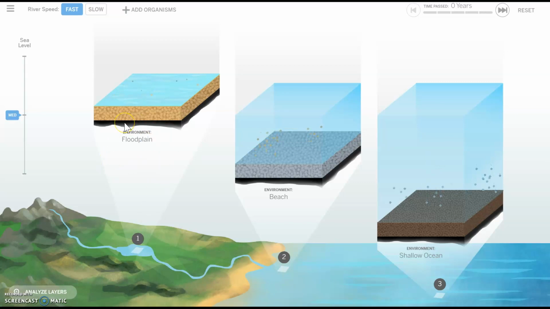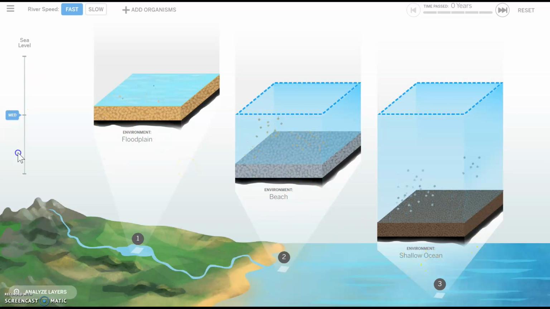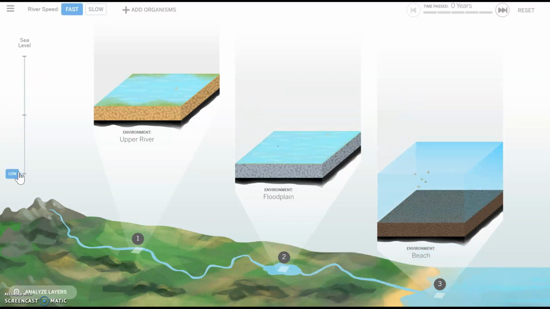Now this is a floodplain, not a beach. This is a beach, not a shallow ocean. And this went from a deep ocean to a shallow ocean. Let's change it one more time to low. And again, the same places changed environments when the sea level changed. Now we have an upper river, a floodplain, and a beach.